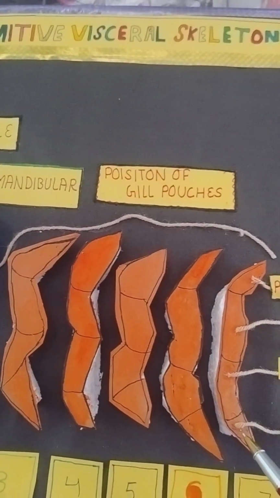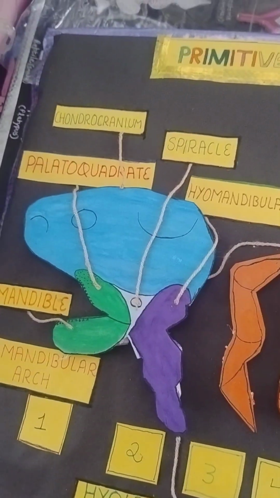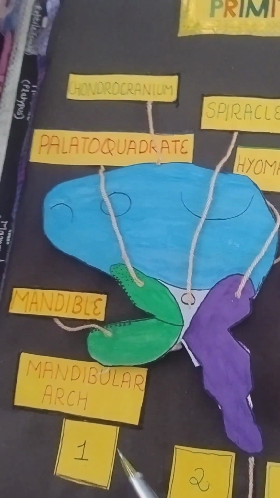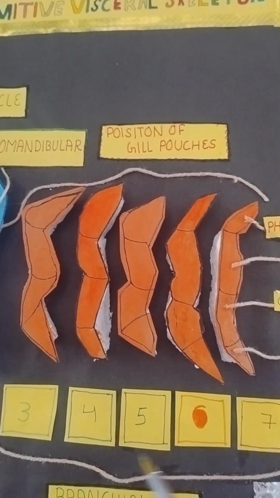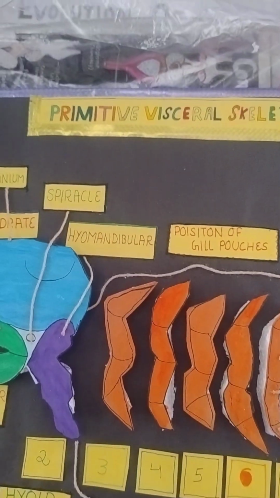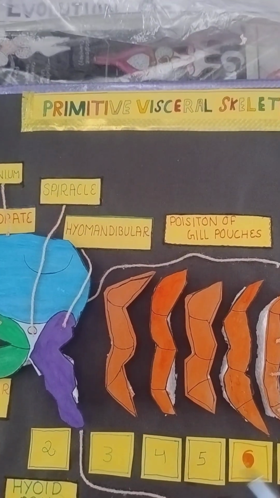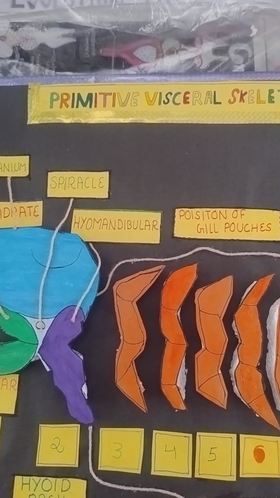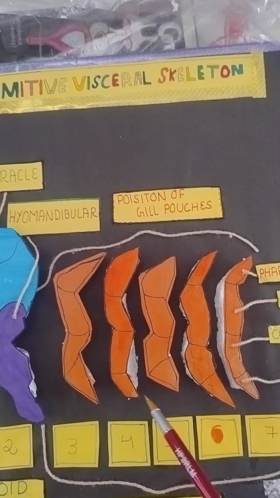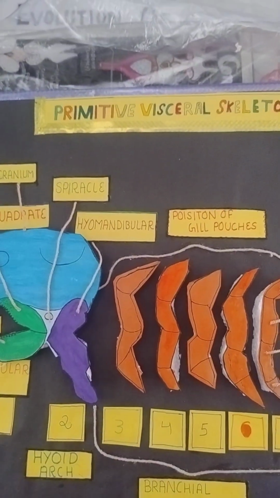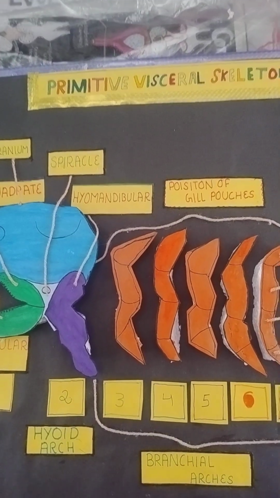These are the basic components of the visceral arches. Basically, they are 7 in number. The first is mandibular, the second is hyoid, and the third to the 7th are the branchial arches. This is the basic structure of visceral arches. After that, evolution takes place: there will be the evolution of the mandibular arch, the hyoid arch and the branchial arches. This is the basic, or primitive, structure of visceral arches.